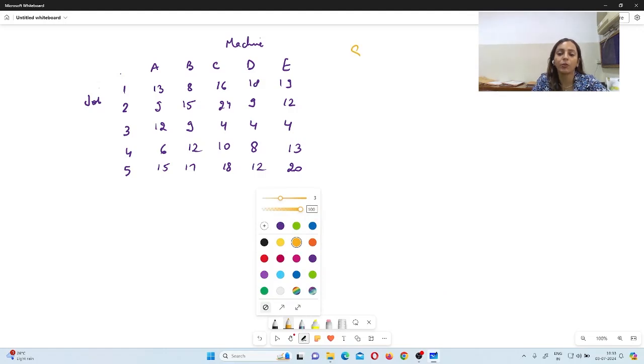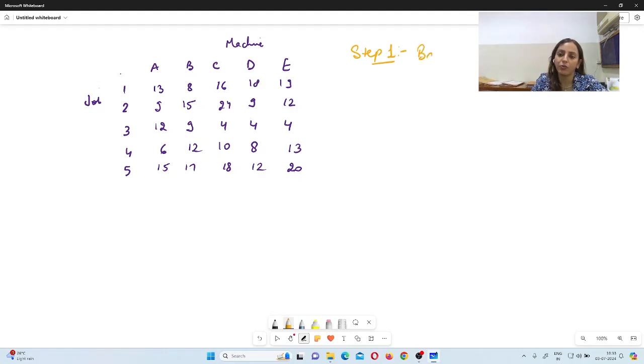So step number 1 is to find out whether the question is balanced or unbalanced. How can we come to know that the question is balanced or unbalanced? It is called balanced when, in your payoff matrix, this cost matrix, the number of jobs is equal to the number of machines. Check this question: in this numerical, we have 5 jobs and we also have the machines A, B, C, D, E. So that means this question is balanced. When the question is balanced, there is no need to create a dummy row or a dummy column.